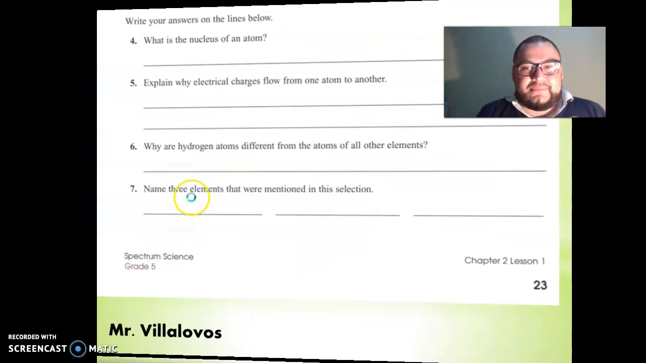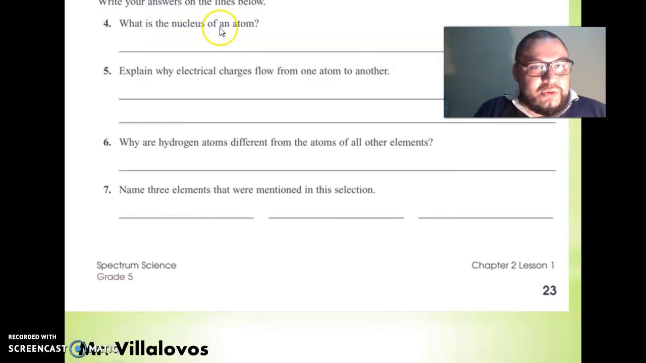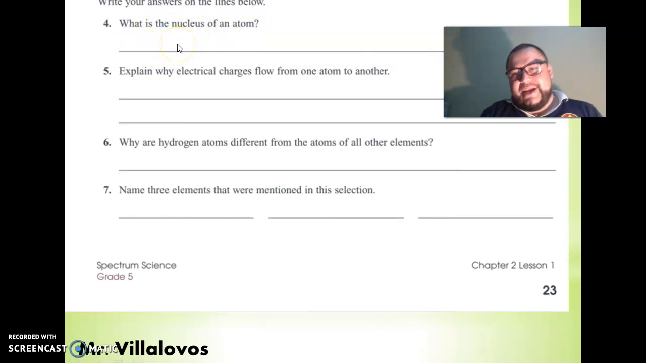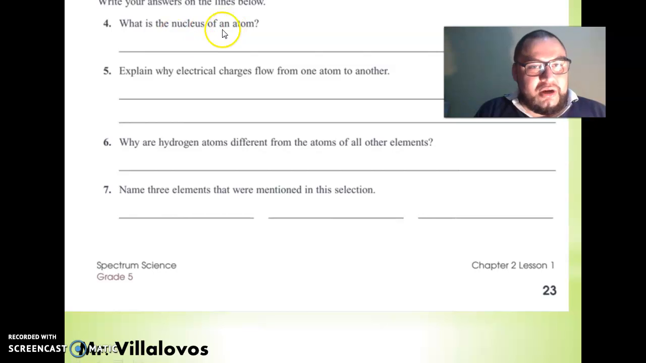Next page. What is the nucleus of an atom? Super easy. Explain why electrical charges flow from one atom to another. Why does the electrical charge move? Flow like the river. Why are hydrogen atoms different from the atoms of all other elements? The number 6, you're not going to do it. Only the number 7. Super easy.